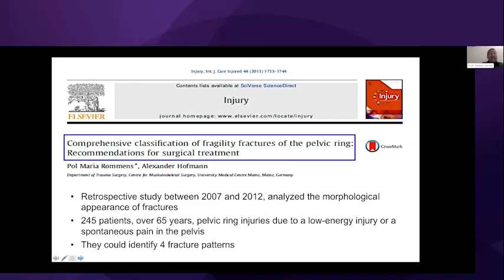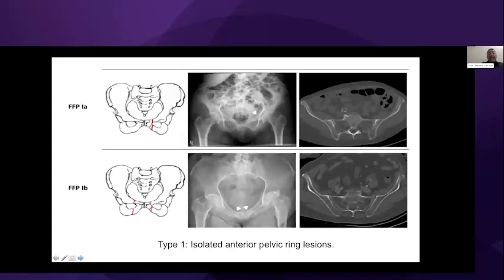They reviewed 245 patients over 65 years of age, and they analyzed the morphological appearance of these fractures, and they could identify 4 fracture patterns. Type 1, isolated anterior pelvic ring lesion. This is the first stage of pelvic fragility fractures, to have an isolated anterior pelvic ring lesion.